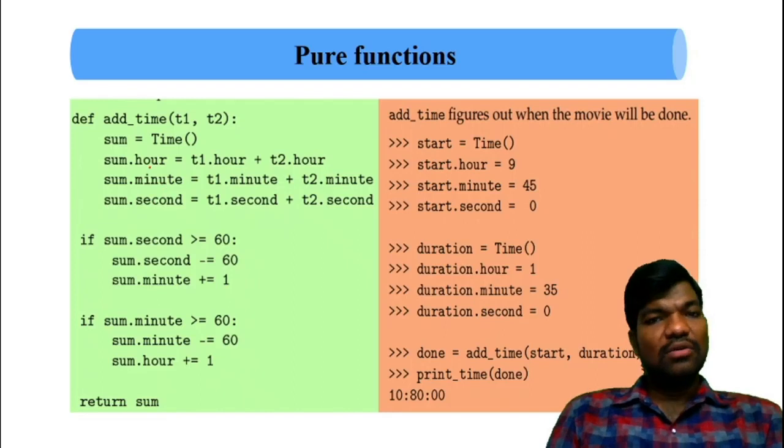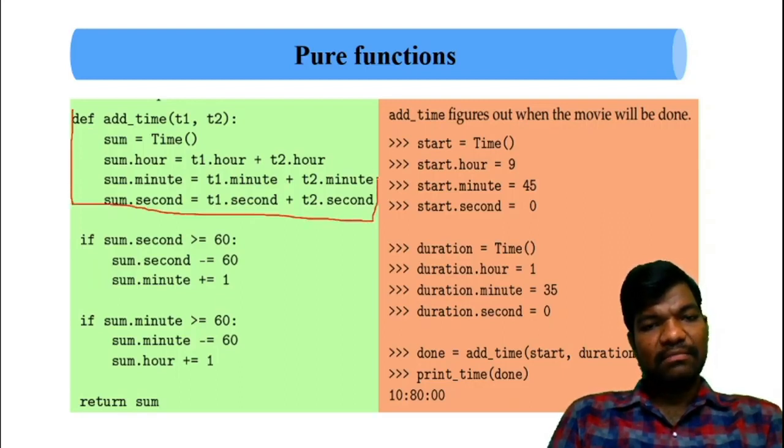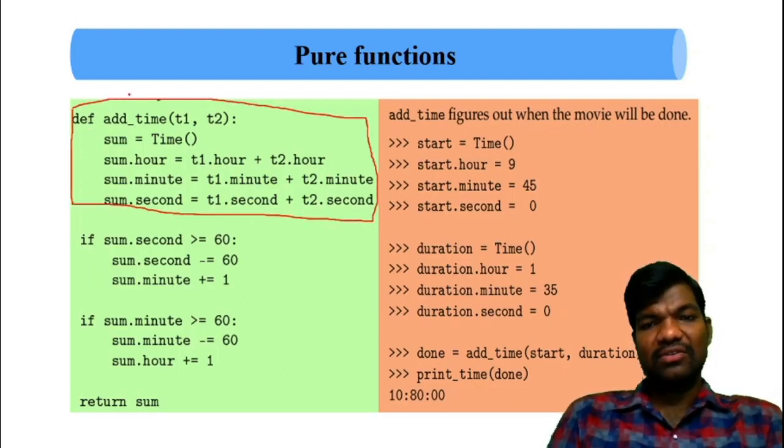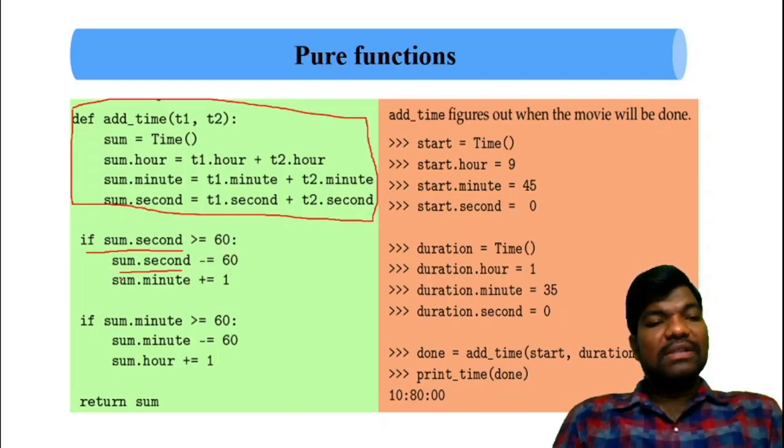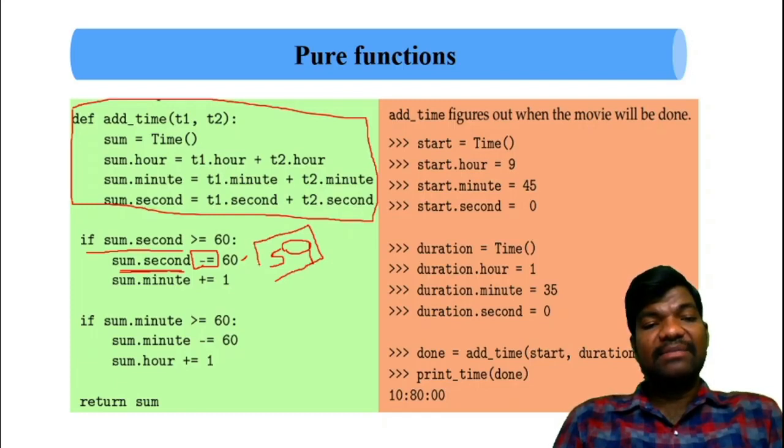Let's modify the program. So here the function is the same. This one is the same, no changes. If sum dot second, the sum of seconds, is greater than or equal to 60, right? Sum dot second minus 60, so it will decrease by 60, and sum dot minute is plus 1.